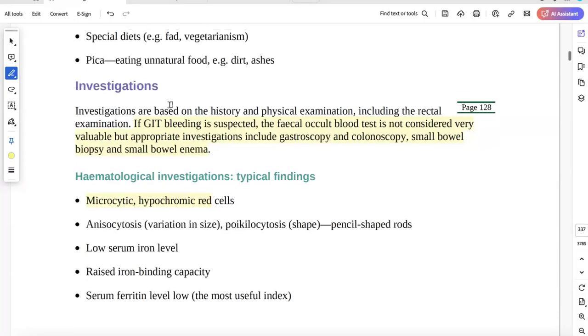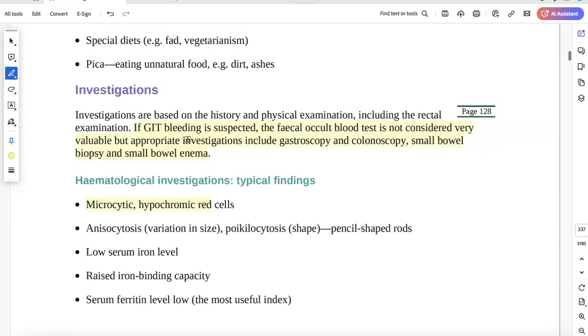If you suspect GIT bleeding, fecal occult blood test is not very valuable, but appropriate investigations will include gastroscopy and colonoscopy, small bowel biopsy, and small bowel enema. But the main thing is that if you suspect the patient is bleeding from the gut, or the patient is above 50 years old, or there is a strong family history of bowel cancer, we will definitely send the patient for endoscopy and colonoscopy. That's mainly for those above 50 who have a sudden onset of iron deficiency. Okay?